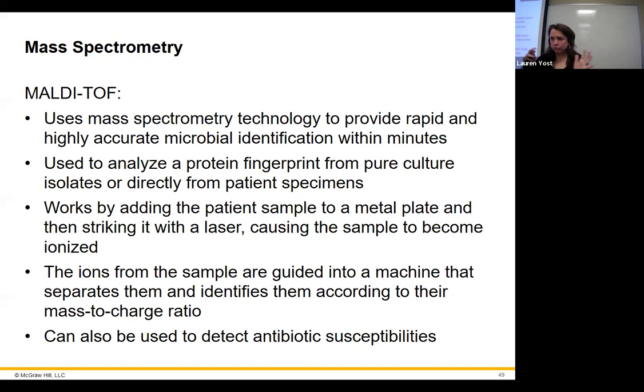Then we can measure how long they spend in the air and how quickly they fly, and that lets you build a concept of the molecular makeup of every single atom in that specimen, which is nuts to think about, but that's what MALDI-TOF does. It's breaking things up ion by ion and then measuring the weights of those ions that fly off. So you can get down to the molecular makeup of things. They use this for detecting antibiotic susceptibilities. I don't know much about how they use it for that, but I think it's a pretty cool concept.